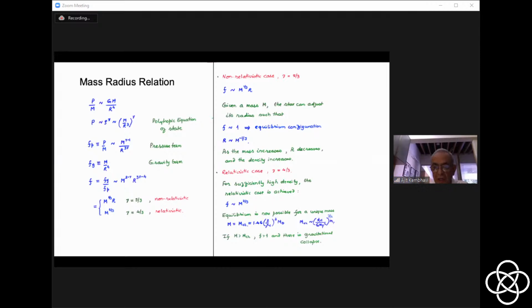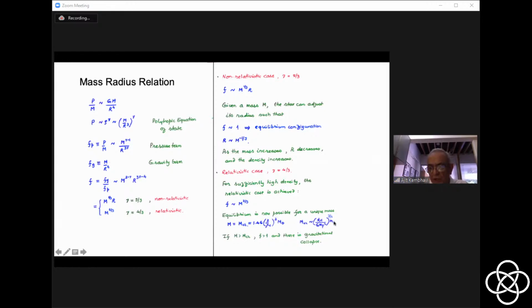But there is an upper limit to the mass, because as I increase the mass, I will eventually reach a point at which the density is so high, about 1 ton per cubic centimeter, that the matter becomes relativistic. The electrons become relativistic, in which case I have to leave this relation and come to this relation. But here there is no R. So if I put F equal to 1, then I get an absolutely unique mass. So the important conclusion is that when the degenerate object has relativistic electrons, there is a unique mass for which hydrostatic equilibrium is possible. And that unique mass is the Chandrasekhar mass, and it is this particular value that you see here.